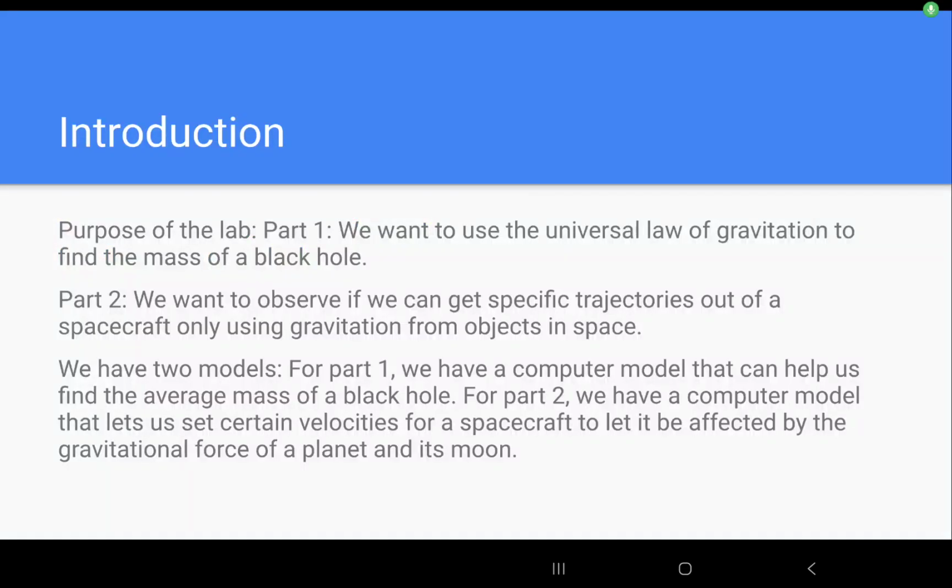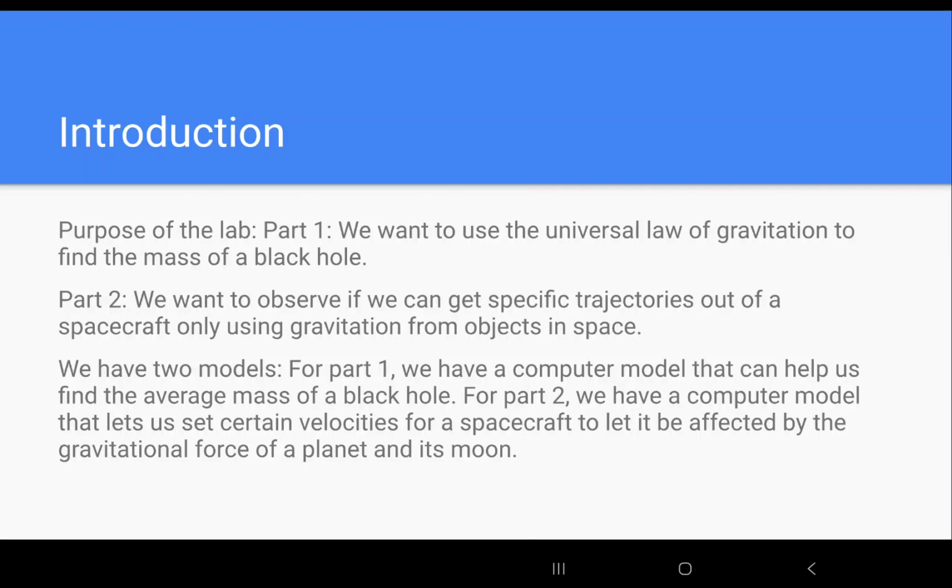It has two parts. The purpose of the first part is to use the universal law of gravitation to find the mass of a black hole, and the purpose of the second part is to see if we can get specific trajectories out of the spaceship using only gravity from other objects in space. And we have two models.